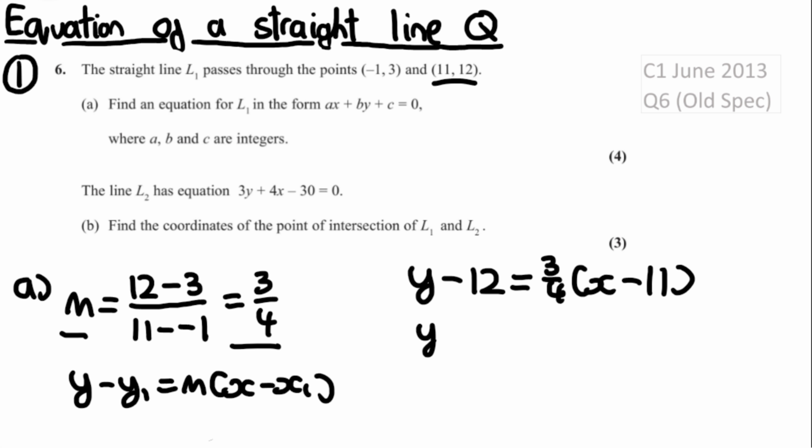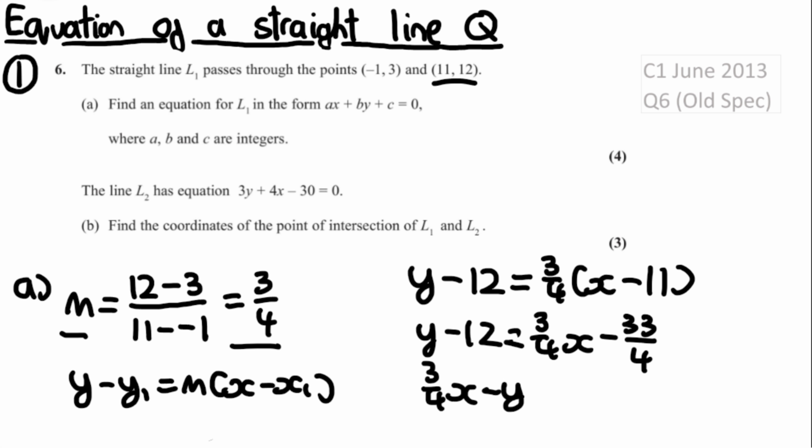We can expand this to get y minus 12 is equal to 3 over 4 x minus 33 over 4. And then we can bring this onto the other side to get 3 over 4 x minus y minus 33 over 4 plus 12, which is equal to plus 15 over 4, which is equal to 0. Now in this example they've been nice and reminded you that a, b and c need to be integers, although regardless, even if they say it or not, a, b and c will always have to be integers.